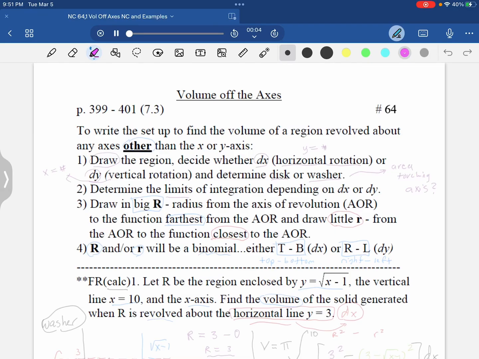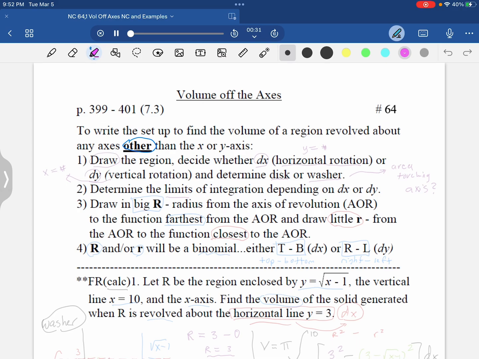So today's note card is basically just going to build off of note cards 62 and 63, which was disc and washer method. Really the difference today is we're going to be doing volume of axes other than the X or Y axis. So if it's spinning around another vertical or horizontal line besides the X or the Y axis, overall the strategy is going to be pretty similar.